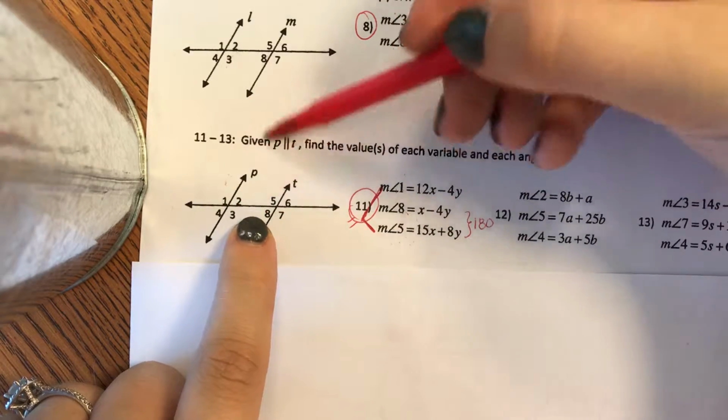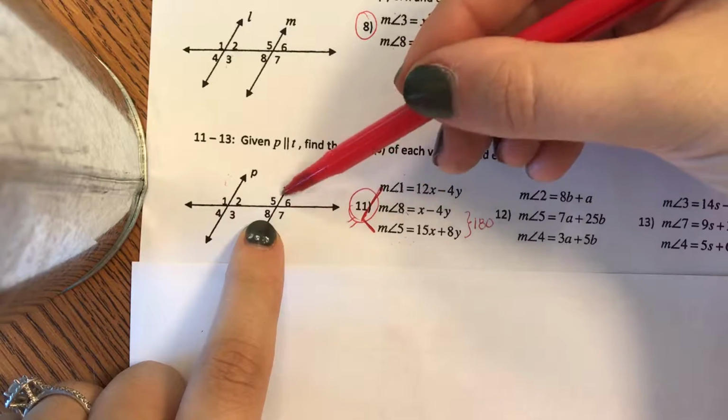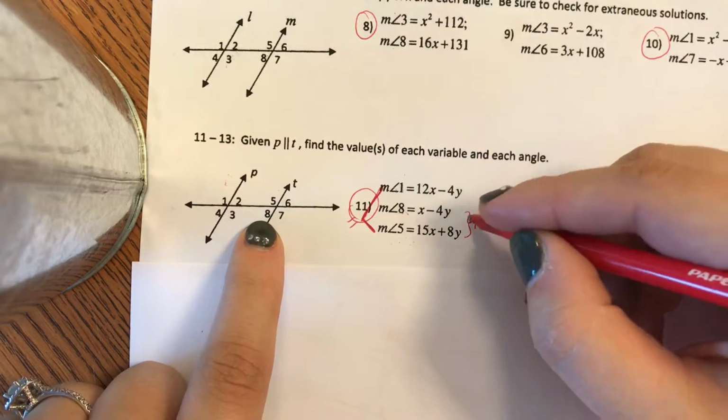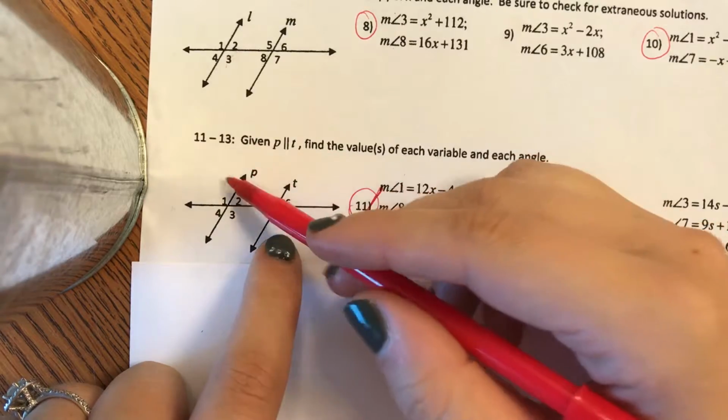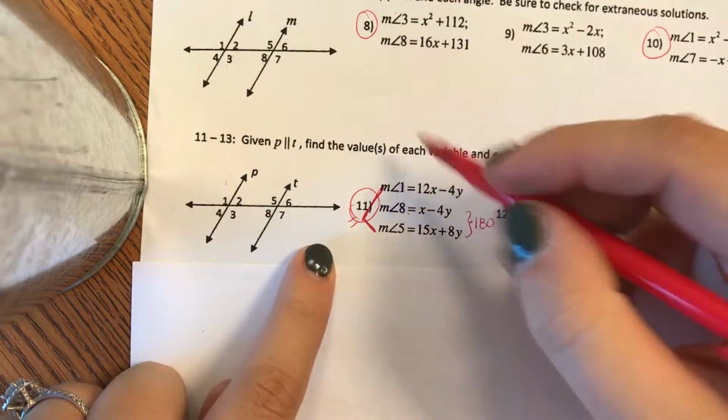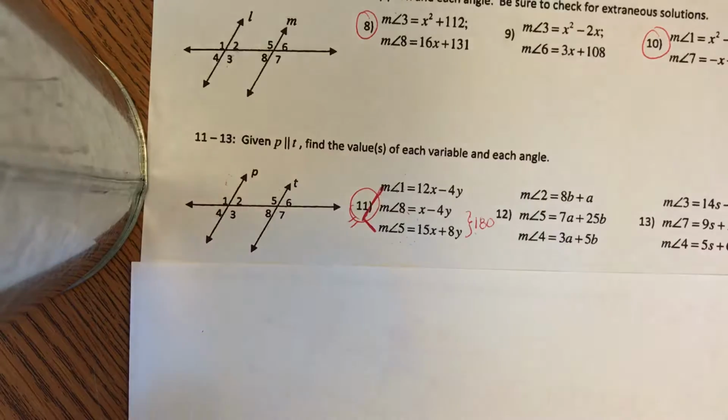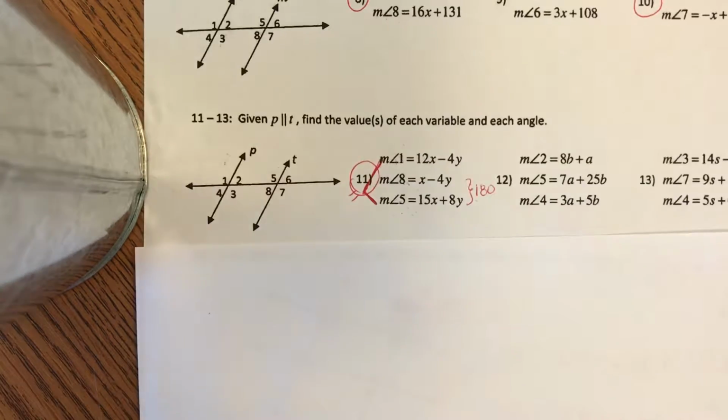Okay, 8 and 5 are next to each other on a straight line, so 8 and 5 equal 180. And then 1 and 5 are corresponding, so 1 and 5 are going to be set equal to each other. So you only need to write 2 equations, and then we just need to solve a system of equations.